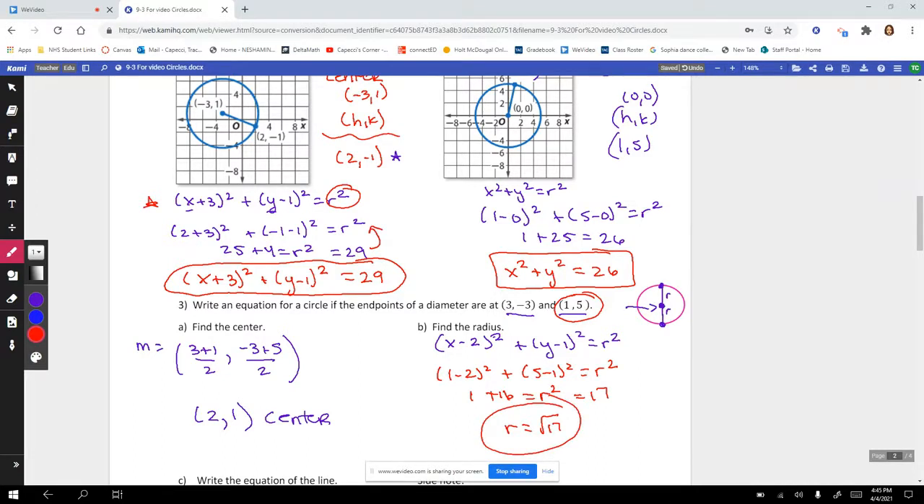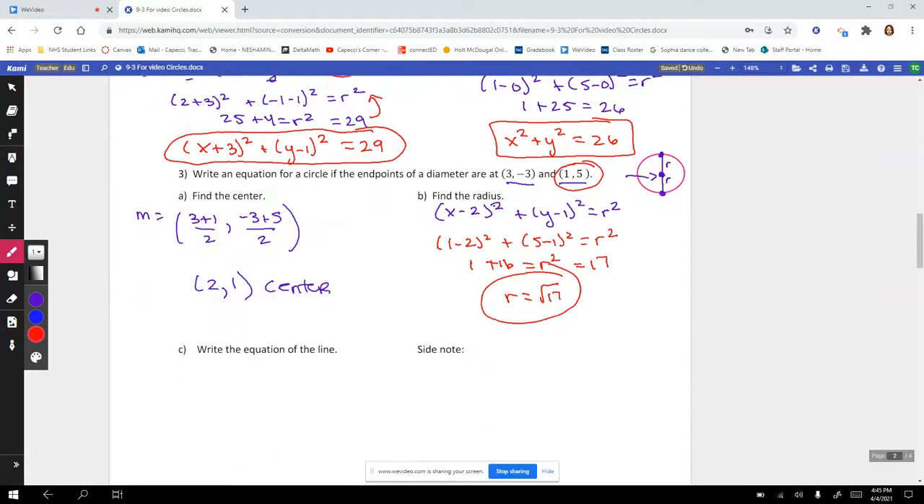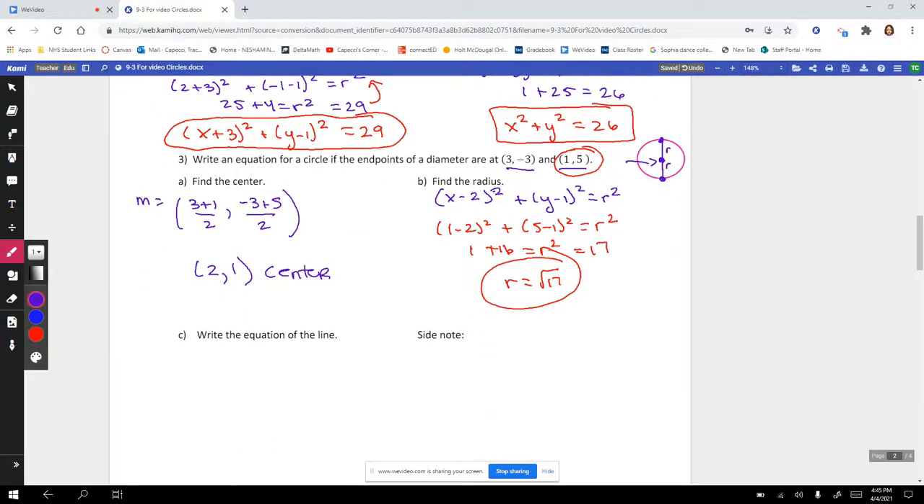Okay. Now we're going to write the equation of the circle. So we actually have everything we need here. Remember, we go back up to our original equation, and we just have to replace that r squared. So I have x minus 2 squared plus y minus 1 squared is equal to 17. So I'm going to stop right there.